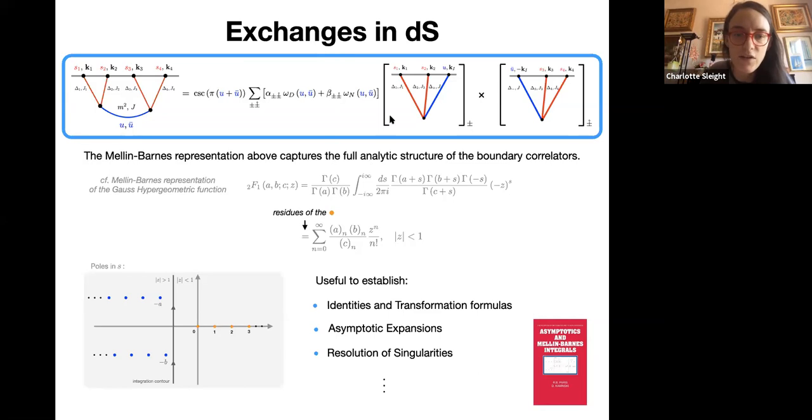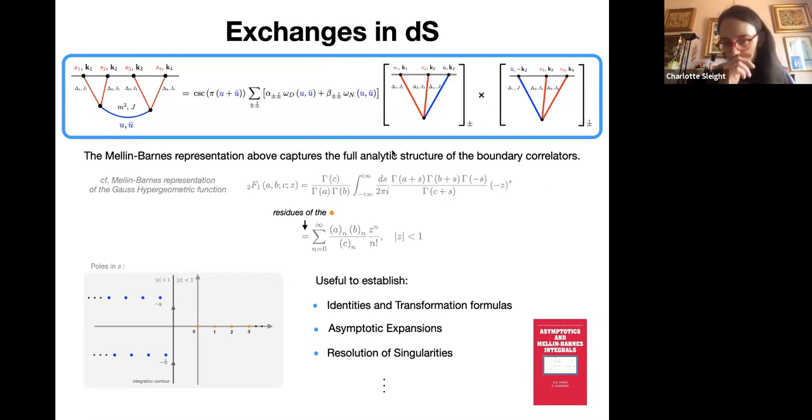On the slide here, I just reminded you of the Mellin representation of the simplest type of hypergeometric function, the 2F1. This Mellin representation has been useful to establish identities, transformation formulas, asymptotic expansions, and regularization of singularities, all of which are beautifully detailed in this book here. And you can apply the same methods to the Mellin representation of your boundary correlator.